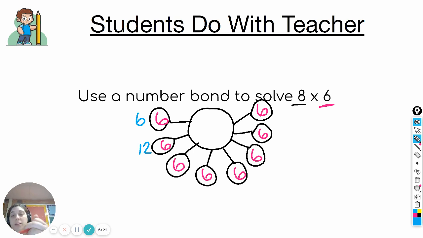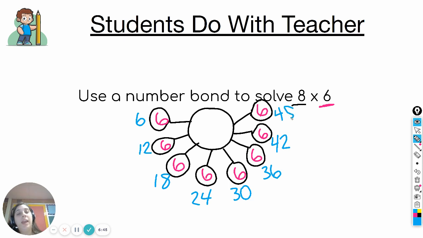Okay, so hopefully you paused and got your skip count done. Now let's see if yours matches mine. 6, 12, 18, 24, 30, 36, 42, 48. So we figured out that 8 times 6 equals 48. So the big piece of our number bond or our product is 48.